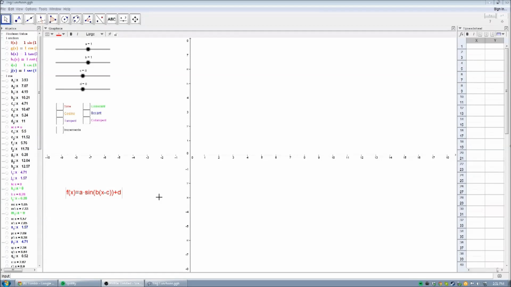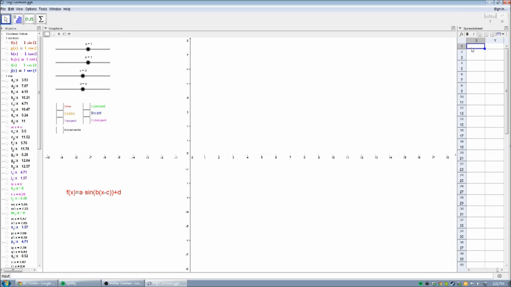Alright, let's talk about graphing trig functions. So here's our coordinate plane. I want to graph the sine function. We'll start off with that. So here are sliders to represent the values for the variables in the trig function. Since a and b are 1 and c and d are 0, we're just dealing with the sine of x, the function that is the sine of x.